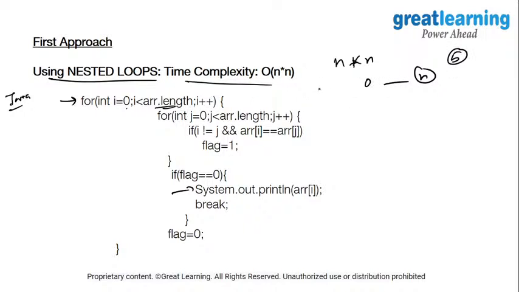So now in the first loop, it will iterate n times for 0. For 1, it will iterate again n times. So for n, it will iterate n times. So that is why the time complexity is n square.